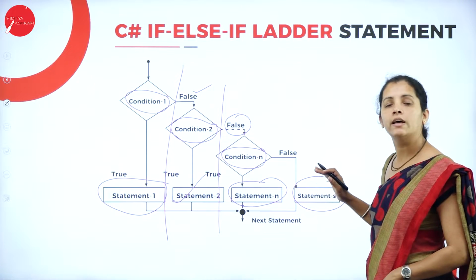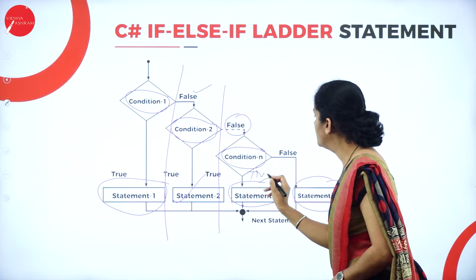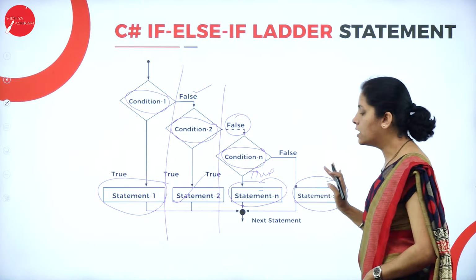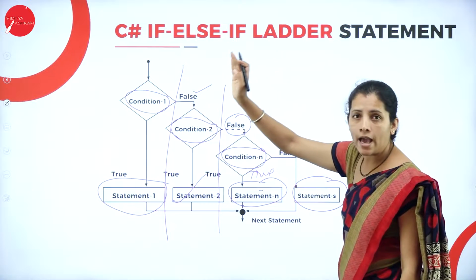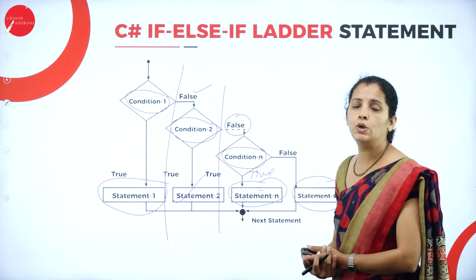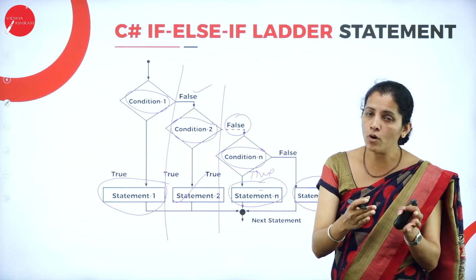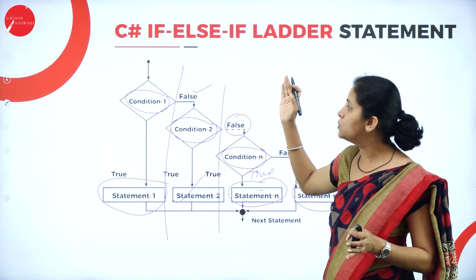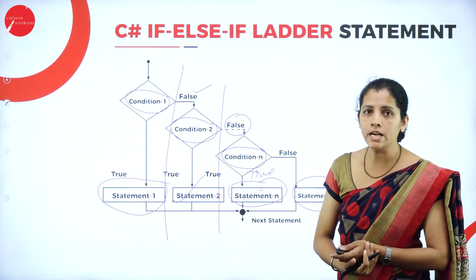Else, execute the rest of the statement. So if this condition is true, execute this statement. Else, execute the rest of the statement. So this is the way the C# if-else-if ladder statement is going to work. And the working procedure of the C program if-else-if ladder is similar to the C# if-else-if ladder statement.